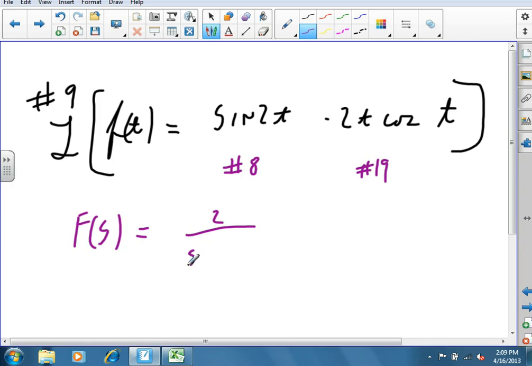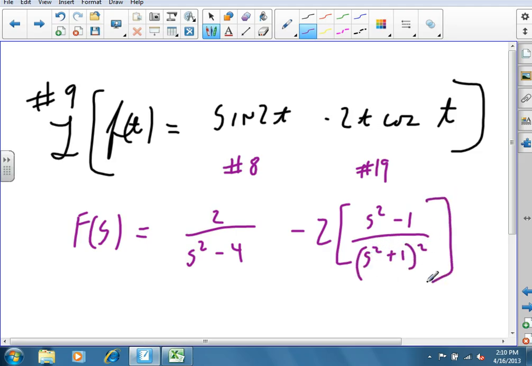2 over s squared minus 4, minus 2 times (s squared minus 1) divided by (s squared plus 1) squared. And we're all done. That's all there is. We'll just go and write down the answer.